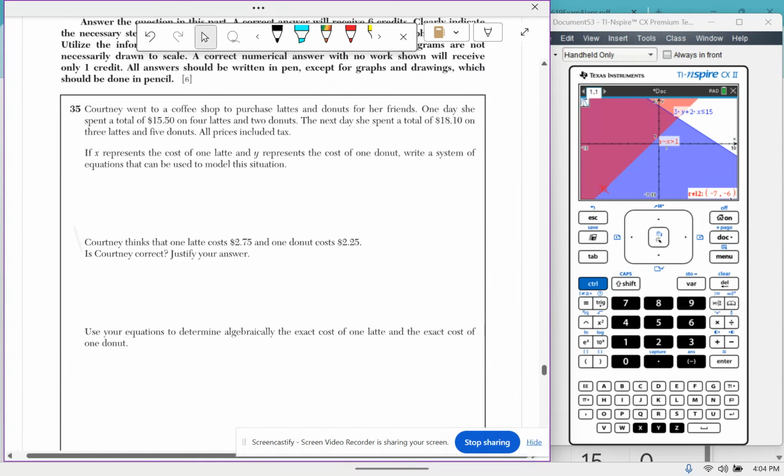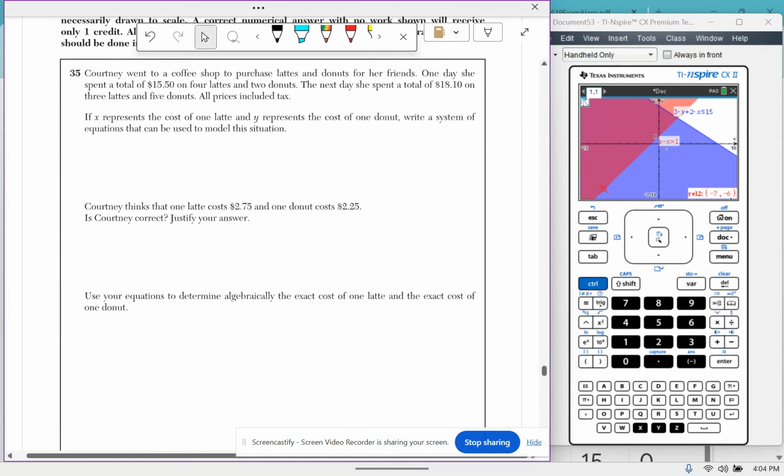All right, 35. Courtney went to a coffee shop to purchase lattes and donuts for her friends. One day she spent a total of $15.50. That's a total on 4 lattes and 2 donuts. Okay. The next day she spent a total, that's another total, of $18.10 on 3 lattes and 5 donuts.